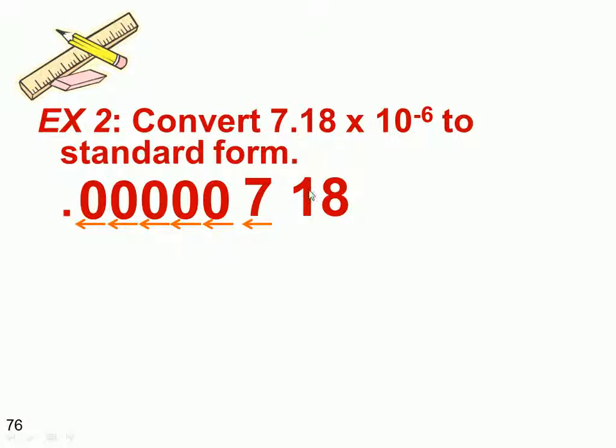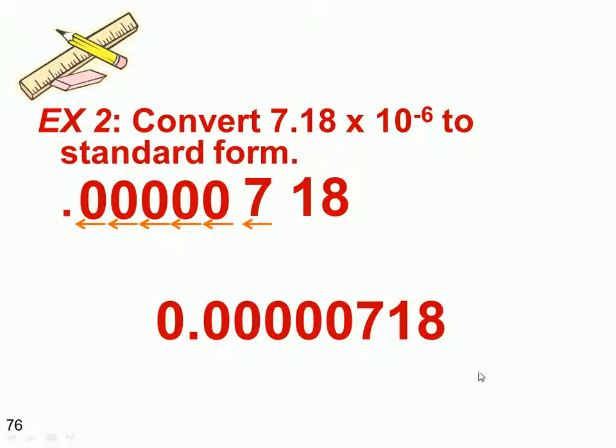We want to make sure the sig figs are correct. We have 3 sig figs here and 3 sig figs here. So we know our number is correct. Here's our final value. Now, whether or not you put the 0 in front of the decimal, although it's proper, it's not required, and it doesn't change the number of sig figs.